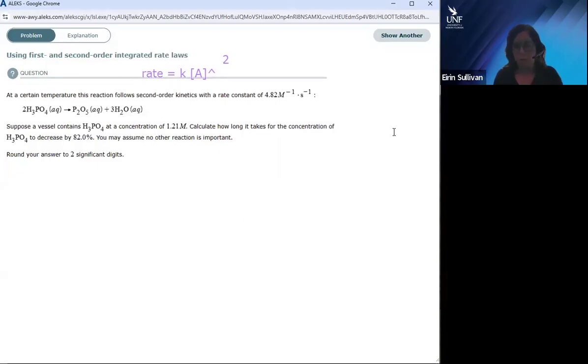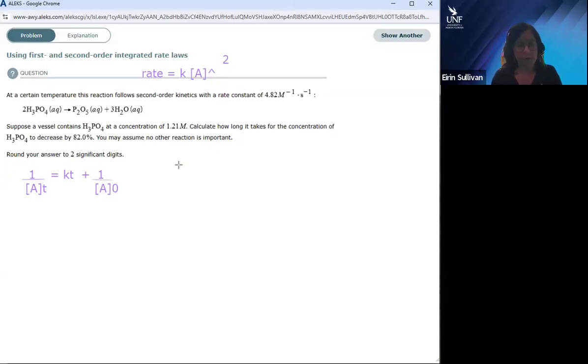Okay, so what's our second order integrated rate law? The inverse of the concentration of whatever our reactant is at time t is equal to k times t plus the inverse of the initial concentration, 1 over A0. Let me just tidy that up a little bit so it looks nicer.